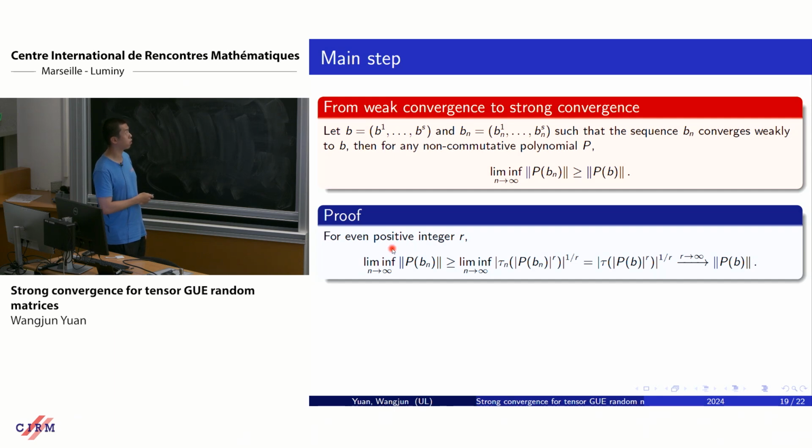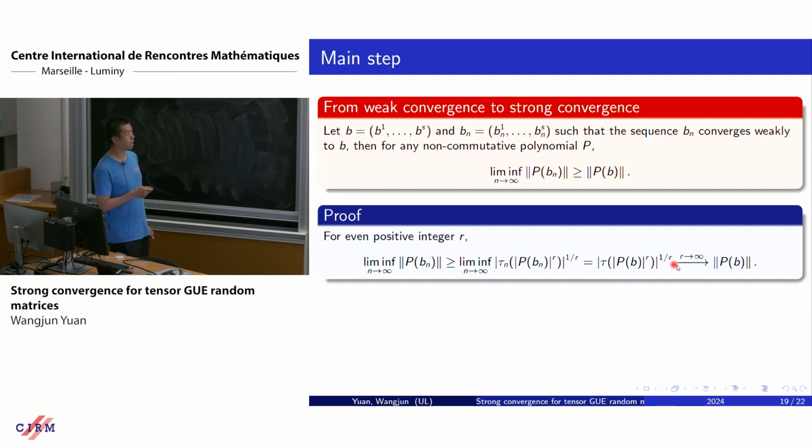Suppose we have an R which is an even positive integer. Then the limit inf of the norm of P(B_n) is larger than or equal to the limit of the trace of P(B_n) to the power R, and then to the power 1 over R. And if R is an even positive integer, then P to the power R is again a polynomial. So we can use the weak convergence to deduce that this limit is actually tau of P(B) to the power R, in absolute value, and then to the power 1 over R.